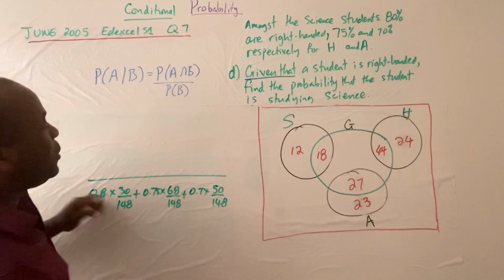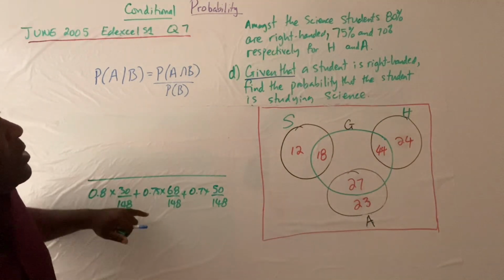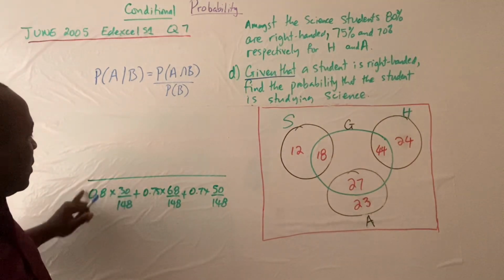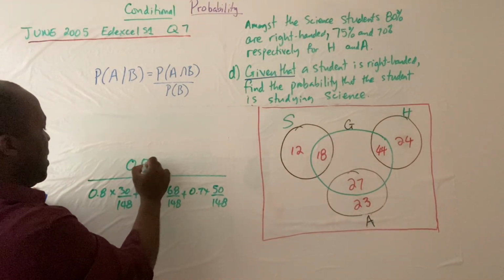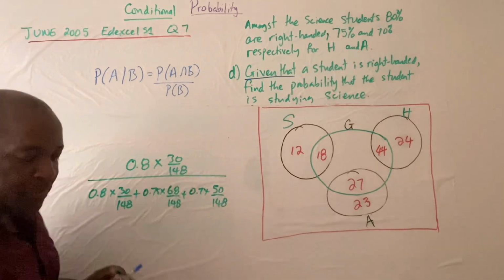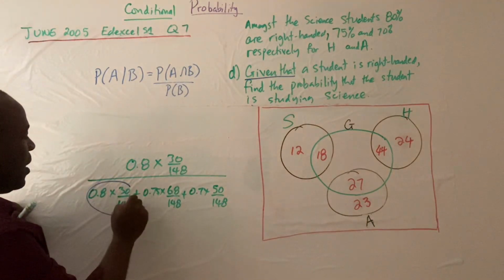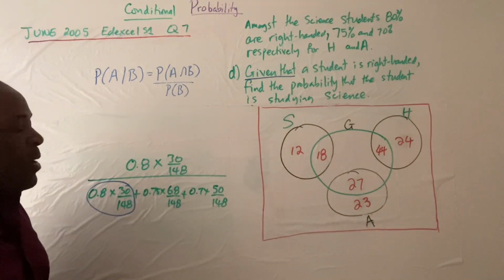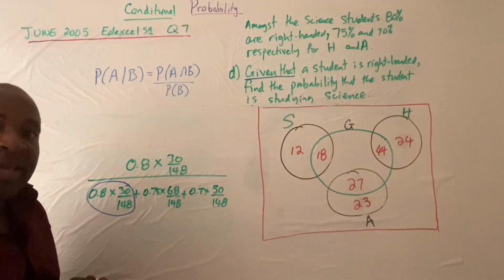So out of this now, the right-handedness, we want to see what's the likelihood of having selected one that was doing science. So we'll be looking at 0.8 times 30 out of 148. If you observe, what's happening is that we're writing this bit as a fraction of the entire sum. And from here, it should be fairly straightforward. It's now a calculator exercise.